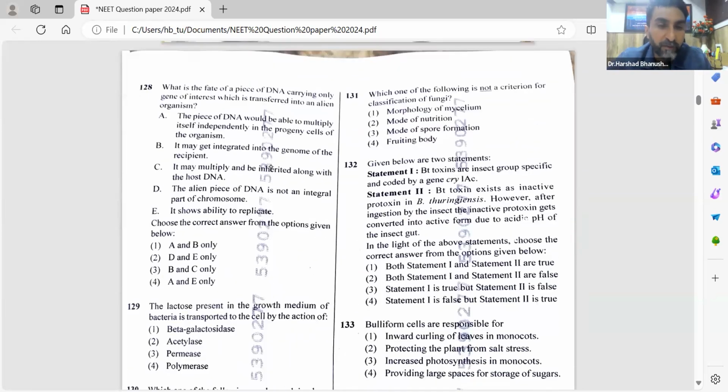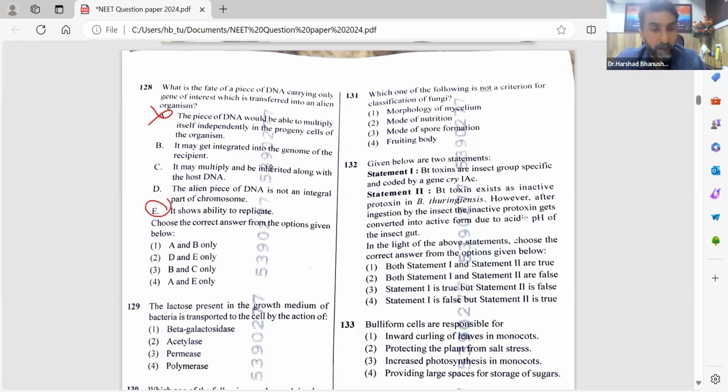The next question says, what is the fate of the piece of DNA carrying only the gene of interest? Now, the line in your textbook says, when you put an alien gene, the alien gene cannot replicate on its own unless it begins to integrate and become a part of the genome. So it can't replicate on its own. So this statement can't be correct because it can't replicate on its own. So option A gets ruled out. A statement is wrong. Even E statement in a way is not correct because it shows the ability to replicate.